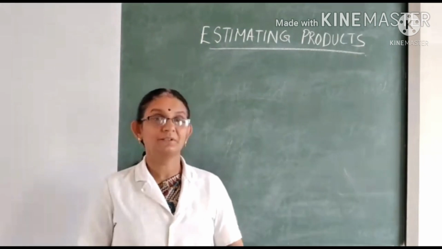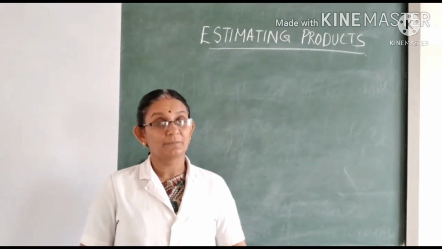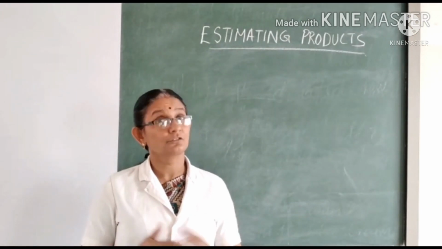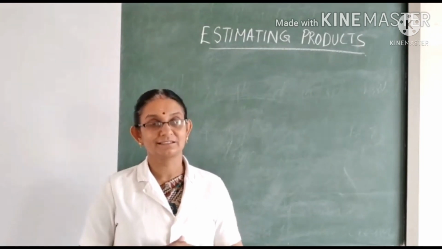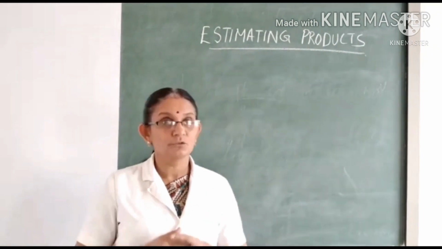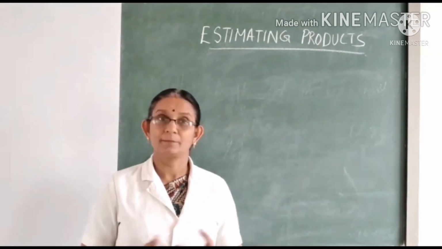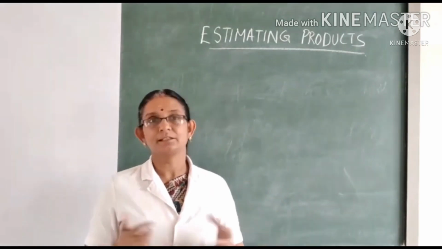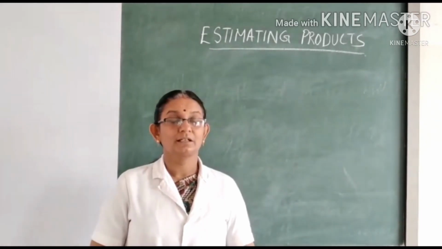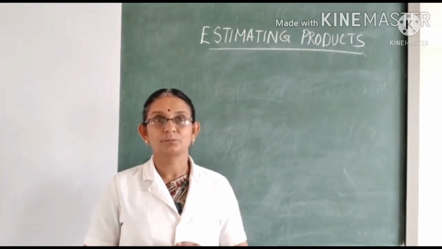You also celebrate birthday parties at home, isn't it? When you celebrate birthdays, you need a lot of things to celebrate it, and a lot of money also will be spent on it, isn't it? So, to arrange all the things, you need to know how much you have to spend approximately. Not the correct amount, approximate amount. So, we can calculate this amount by estimating products.